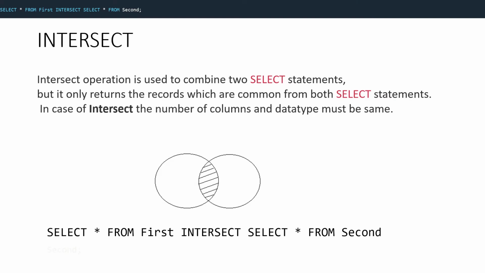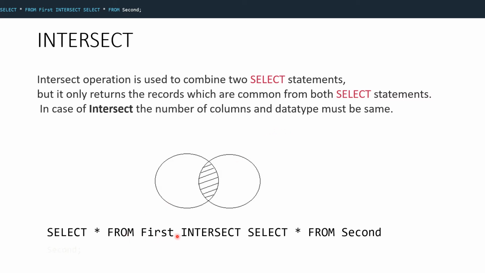Third is intersect. This intersect states that we have these two sets, and the common rows will be taken in the result set only. The intersect operation is used to combine two select statements, but it only returns the records which are common to both select statements. In case of intersect, the number of columns and the data types must be the same.